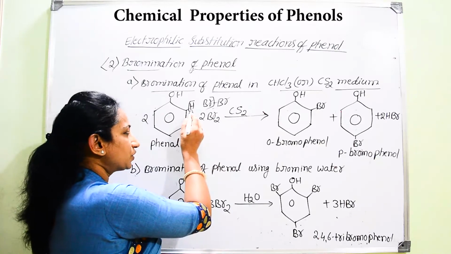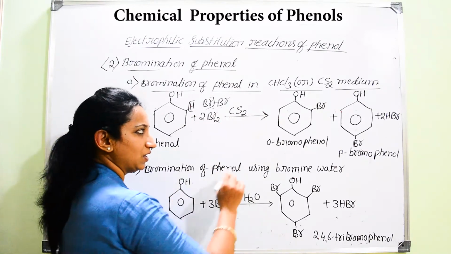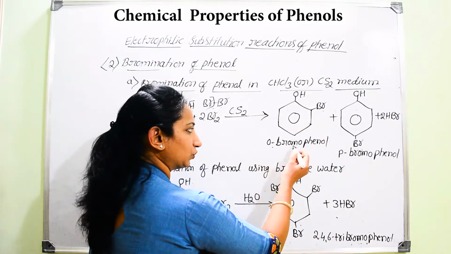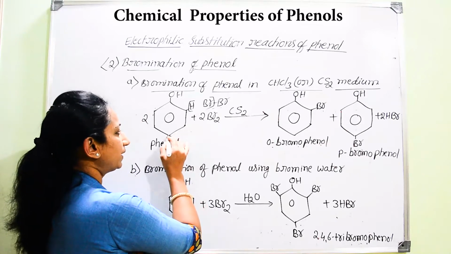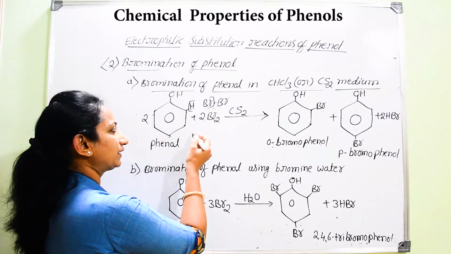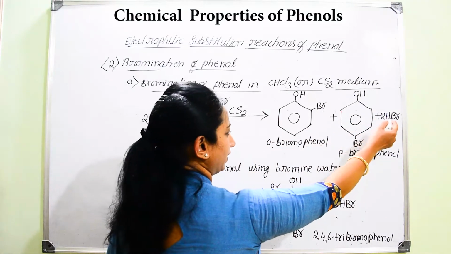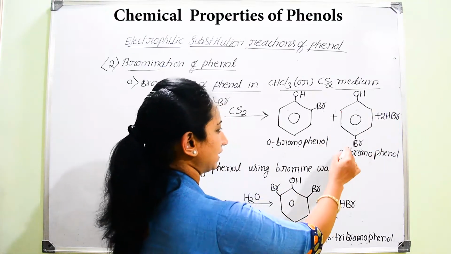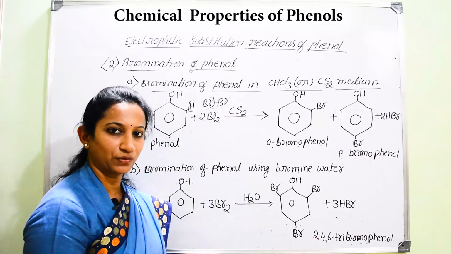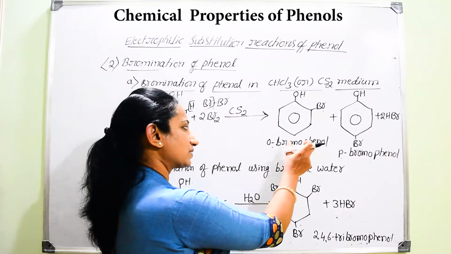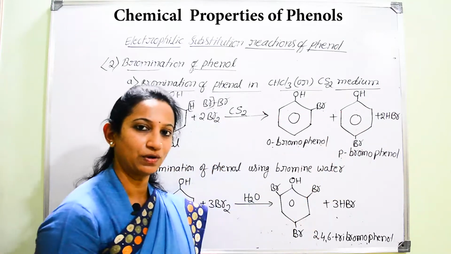So that hydrogen atom of this aromatic ring is replaced by another Br, so that you are going to get orthobromophenol. Similarly, the hydrogen atom at the para position interacts with another bromine molecule and results in the formation of hydrogen bromide as well as the main product para-bromophenol. That is why you are going to get two types of main products, orthobromophenol and para-bromophenol.